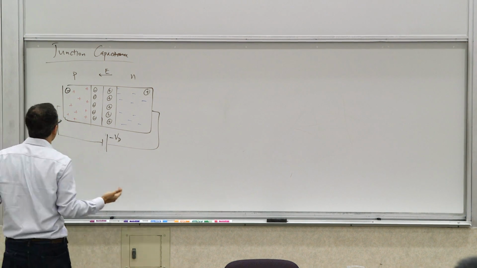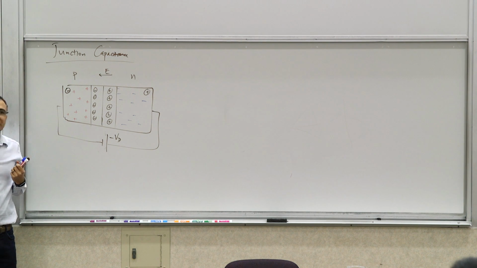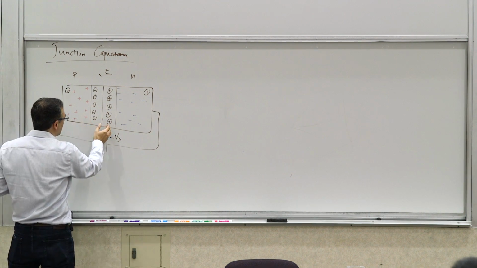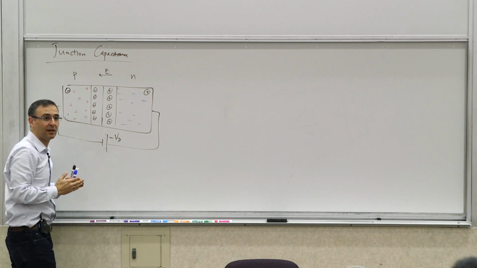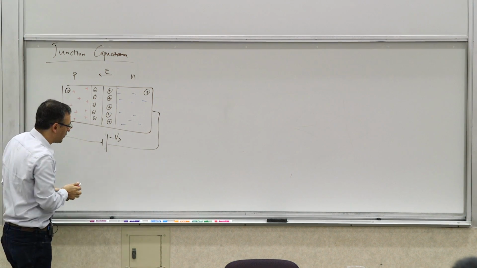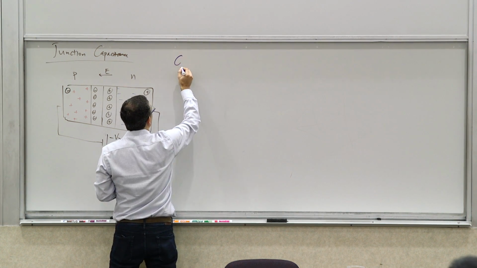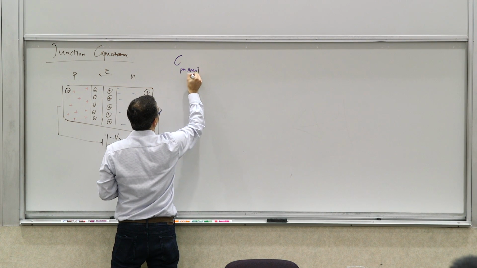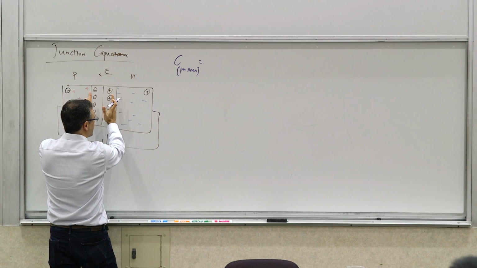So if I ask you what is the capacitance of this, what would you tell me? You would say that this capacitance is essentially like a parallel plate capacitance of this plate spacing. And more accurately, or alternatively, if I ask what is the capacitance per unit area, it is going to be determined by the spacing.